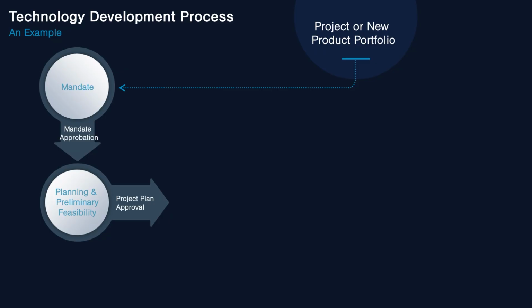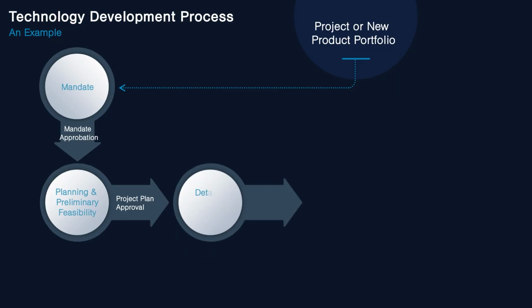The technology development is then initiated in the detailed feasibility phase 1. Once the deliverables are completed, the team will present them in Gate T1. The letter T stands for the technology development process.